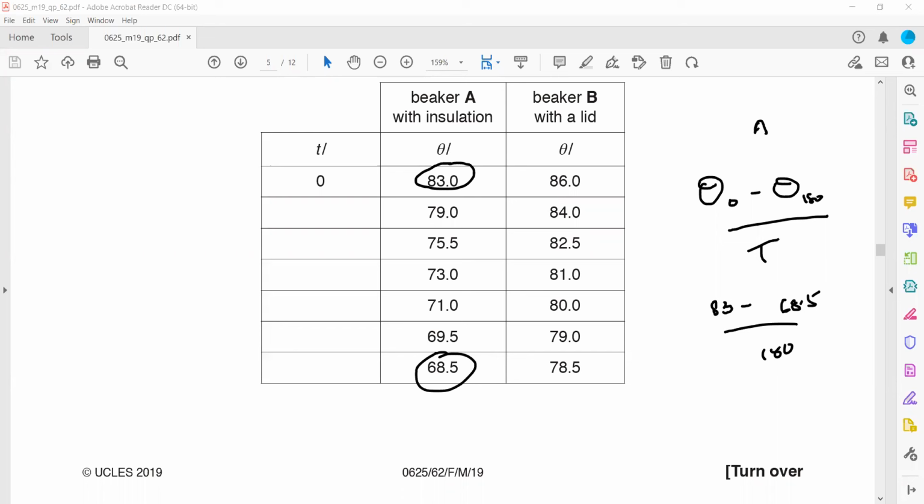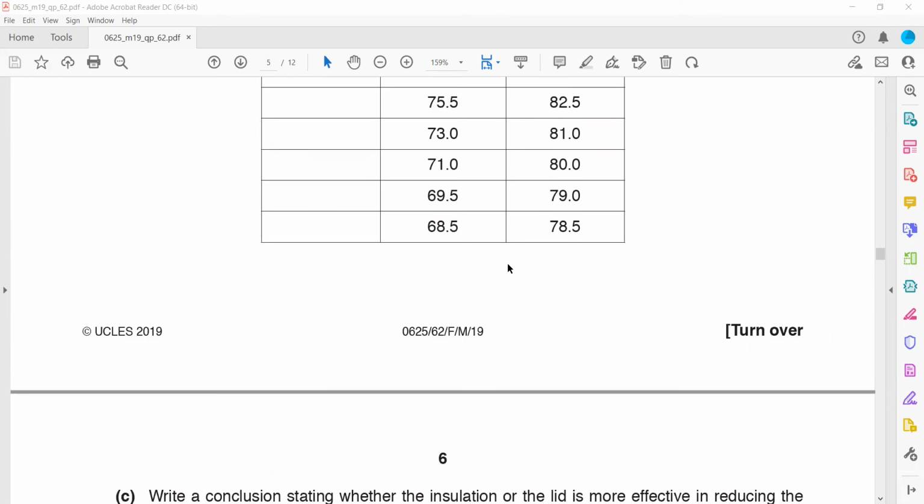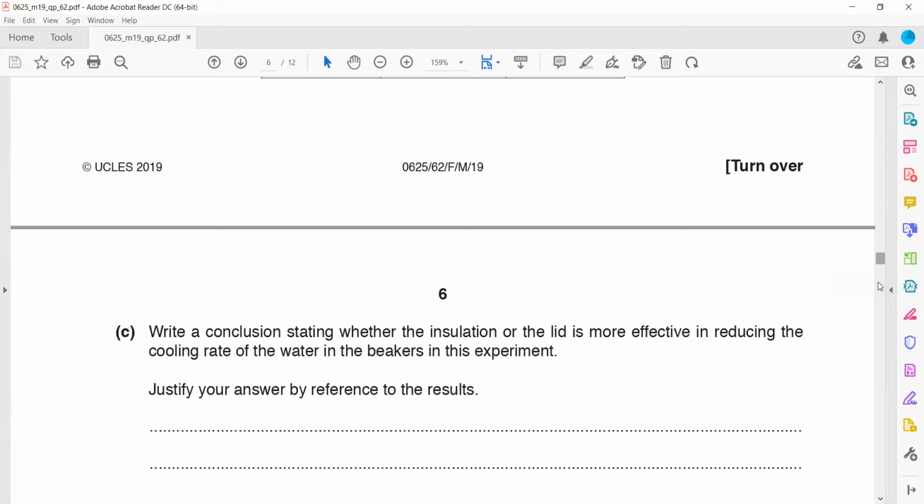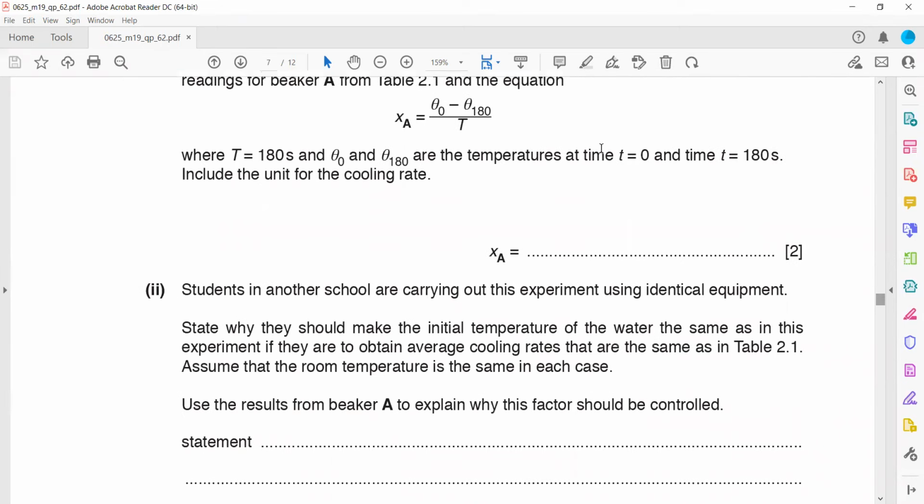When we divide them, we will get 0.081, and the unit of temperature is degree centigrade and the unit of time is second. So it is degree centigrade per second. So here the answer is 0.081 degree centigrade per second.